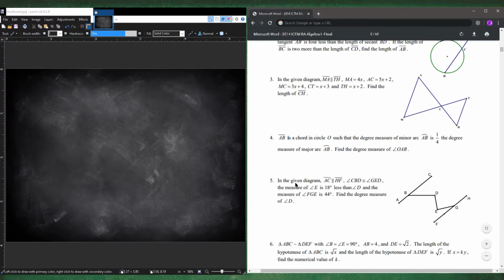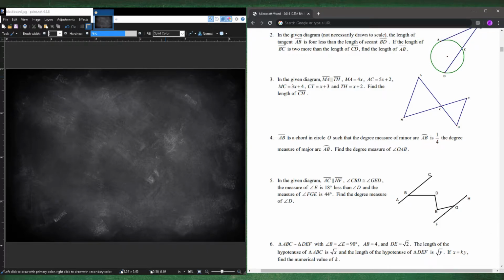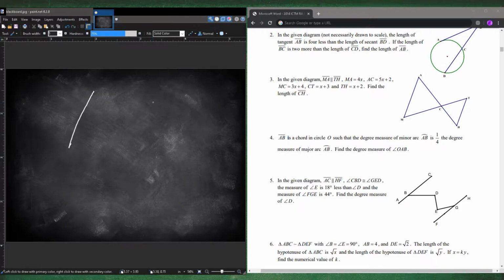Okay. Number 3, in the given diagram, MA is parallel to TH. Okay, so let's kind of draw this entire thing. Not the best artist, but something like this. So MA is 4x, and AC is 5x plus 2, and MC is 3x plus 4, and CT is x plus 3, and TH is x plus 2. And we have to find CH, so we have to find this length, question mark, right?